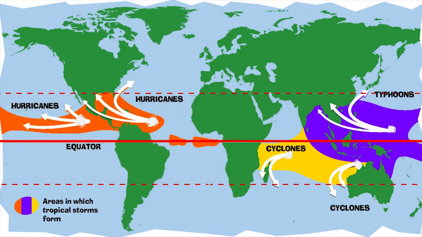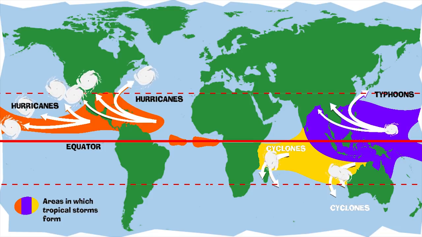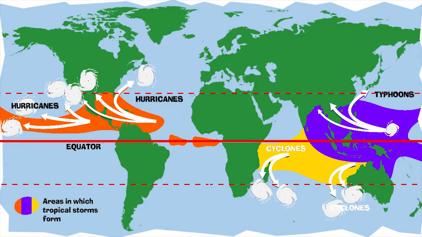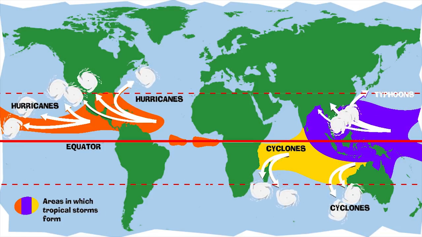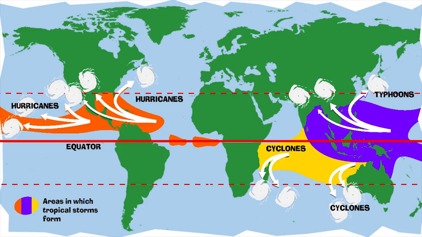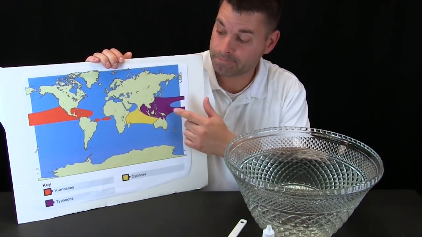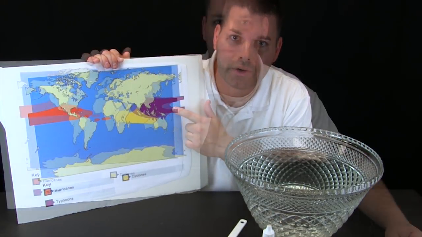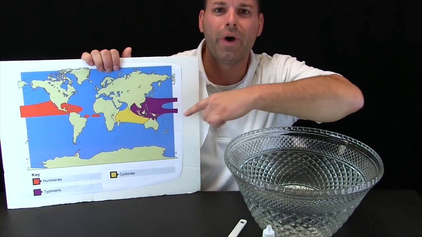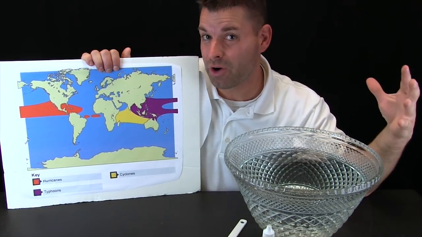Now notice when big storms form in the ocean in this area, they're called hurricanes. When big storms form in this area, they're called cyclones. And when big storms form in this area of the ocean, they're called typhoons. Now they may be called something different, but they're really just the same thing. Big spinning storms that form over warm water. But remember, this is along the equator, and that's the hottest part of our Earth.